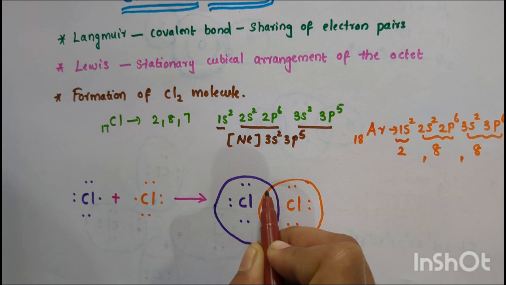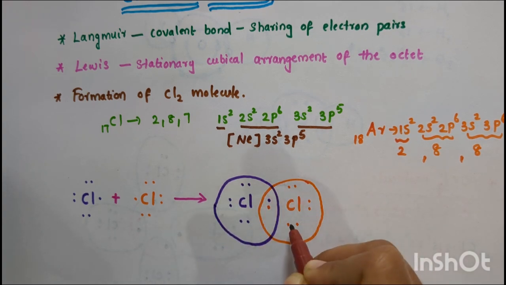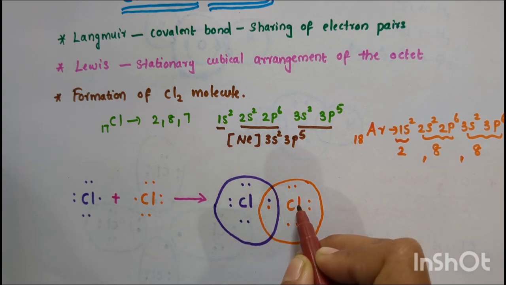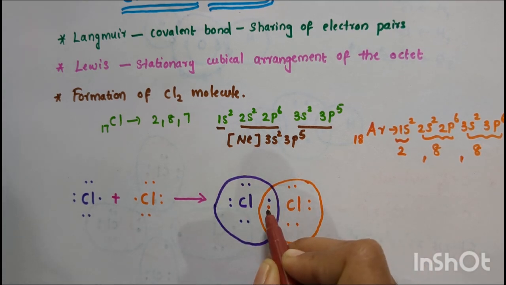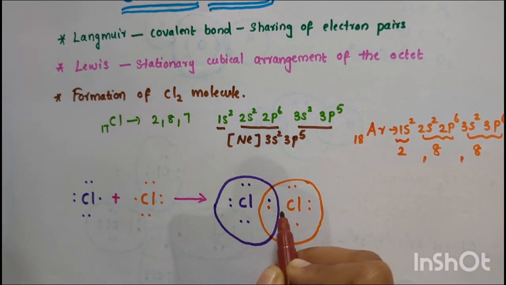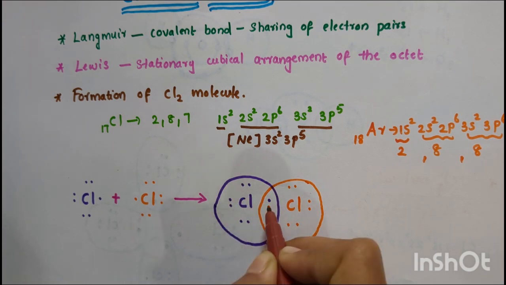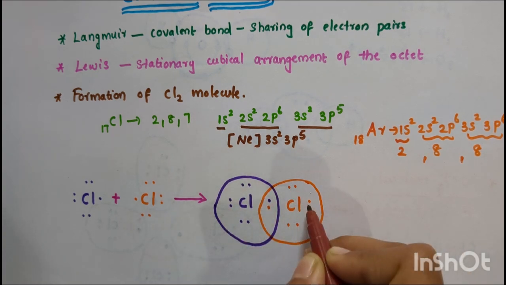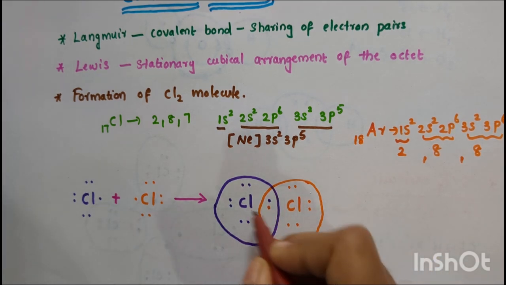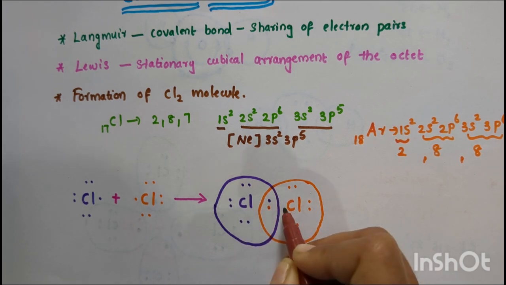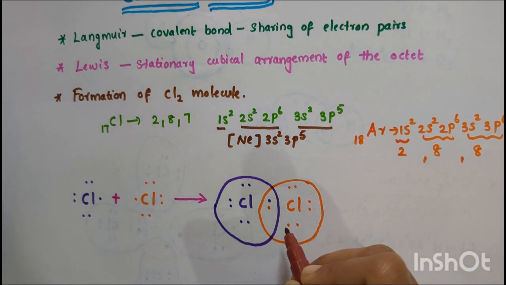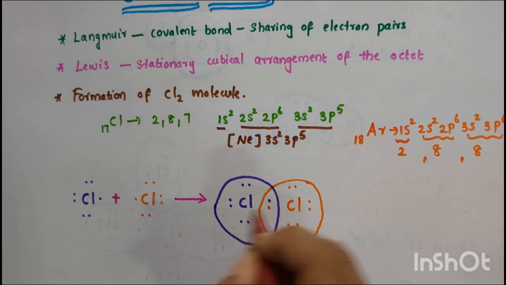This chlorine atom has 7 electrons around it, and this chlorine atom has 7 electrons around it. This chlorine atom will share 1 electron with the second chlorine atom, and the second will share 1 electron with this one. When they share electrons, this chlorine atom now has 8 electrons in its valence shell, and this one also has 8. Two electrons, that is one pair of electrons, are shared between these two chlorine atoms.